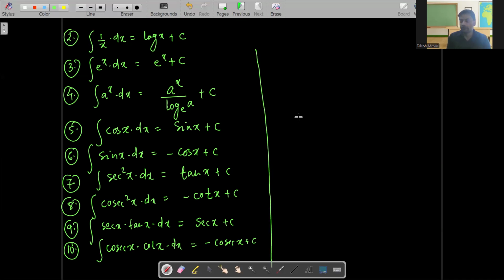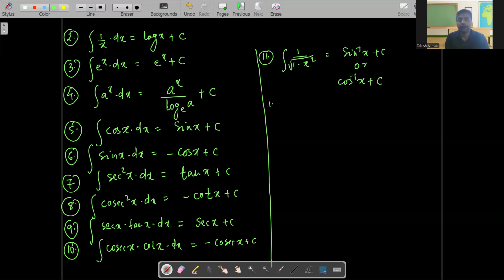Okay, now some more I will tell you here. 11, the integration of 1 over under root of 1 minus x square. So this will be how much? If you remember, tell me. That is sine inverse x plus c. Or, because if you put a negative sign, you will get cos inverse, it will become minus cos inverse x plus c.